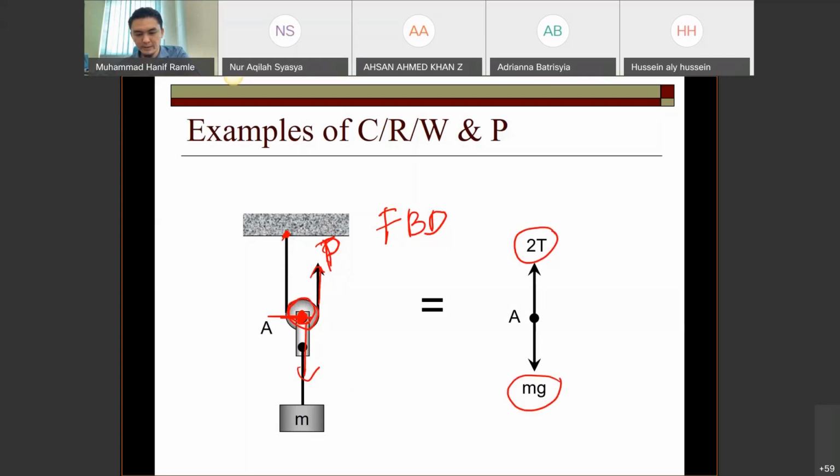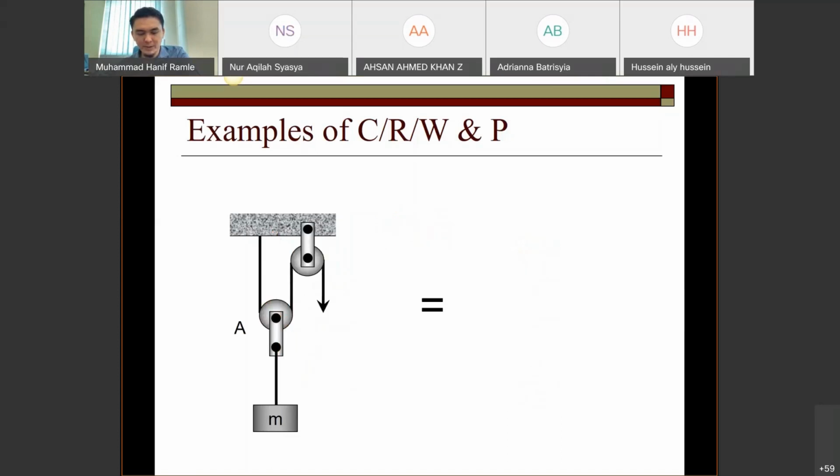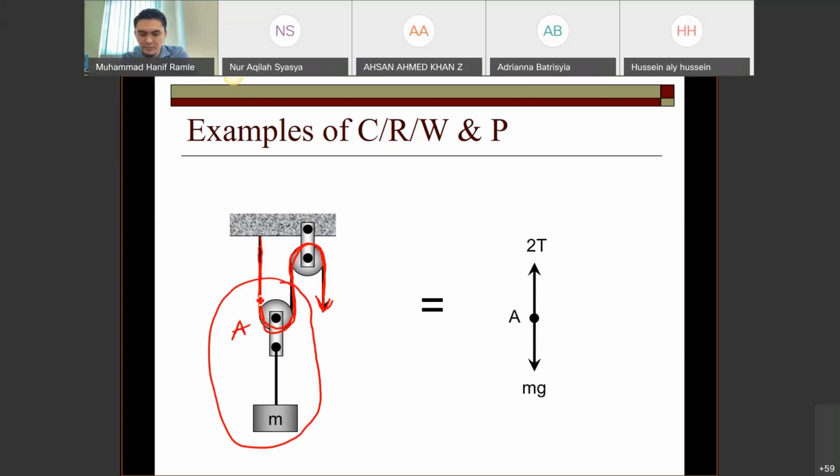Okay, the second example, you have two different pulleys, and this one is the same as before. You have this system, this wire along the way. So if you want to draw the FBD at point A, you have to consider this region only.